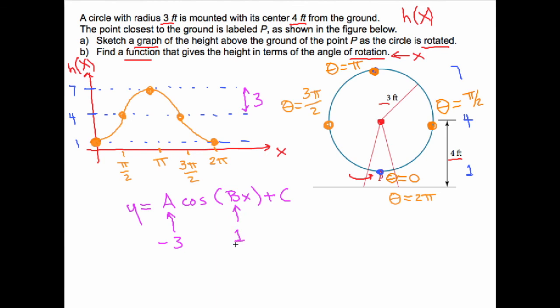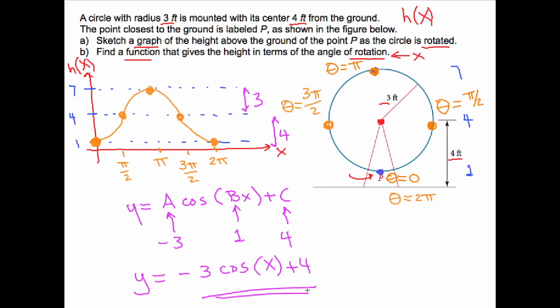But it looks like my graph has been raised. My graph has been raised 4 units above the x-axis, so c is 4. I have my function, y is equal to negative 3 times the cosine of x plus 4. And I have the function that gives the height in terms of the angle of rotation.